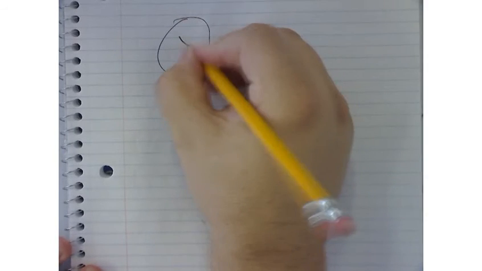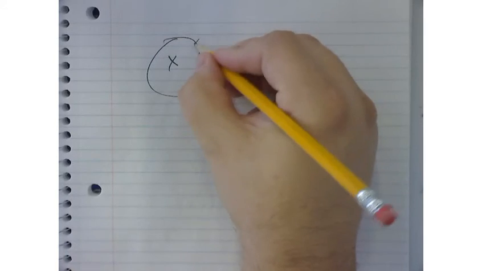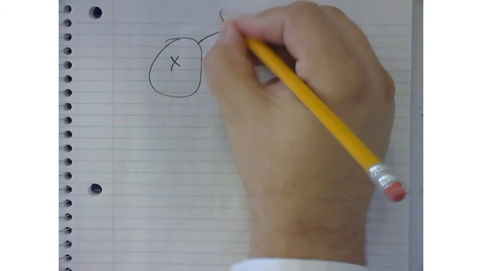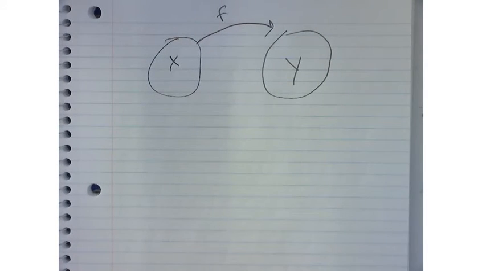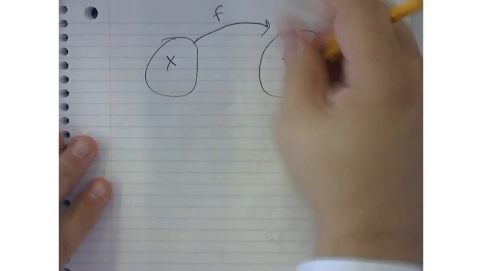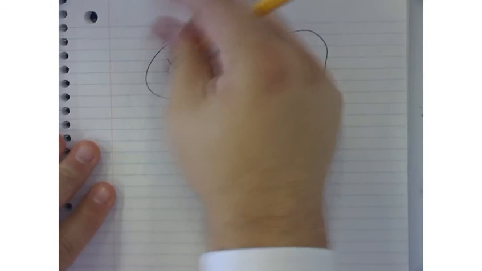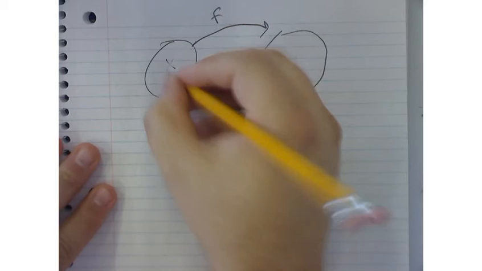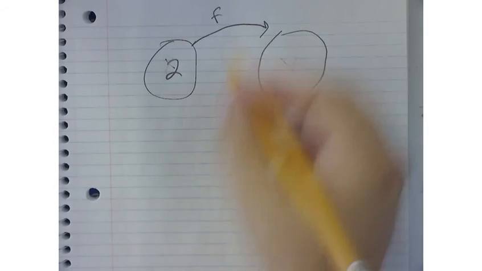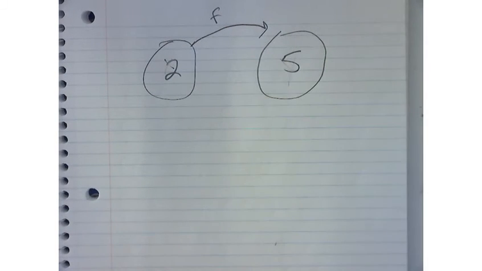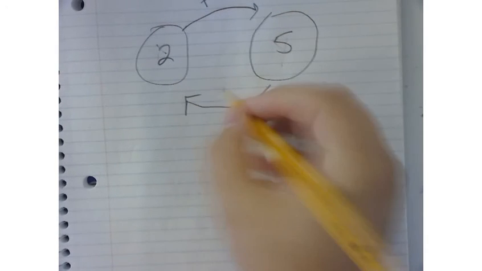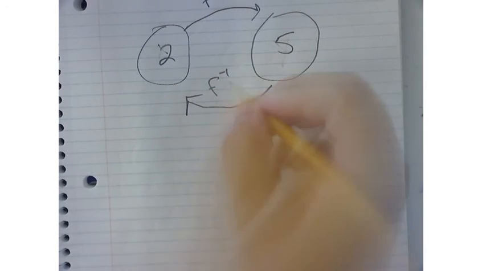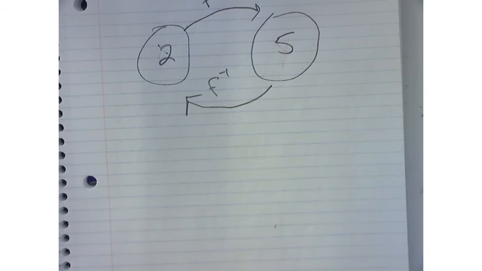If I have some value for x, and some function f transforms it into a y value, it doesn't matter what this is. We'll plug in a number just to see. Let's say this is 2. I plug it into a function and it spits out 5. What I should be able to do is take that, and the inverse just undoes what was being done.